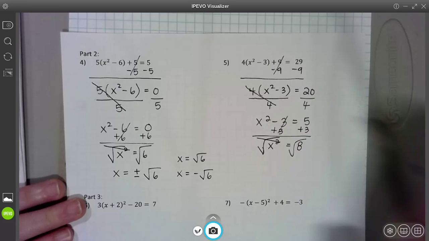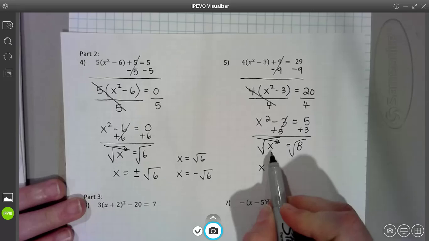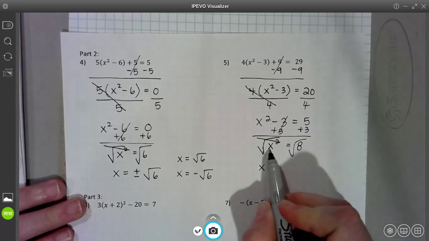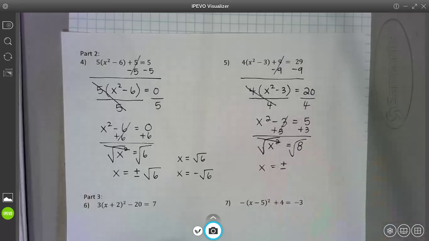All right, the square root and the square cancel. I'm left with just x. Well, when I take the square root of a square, I really have two different numbers I could have squared to get 8. So there's going to be two answers, the positive and the negative.